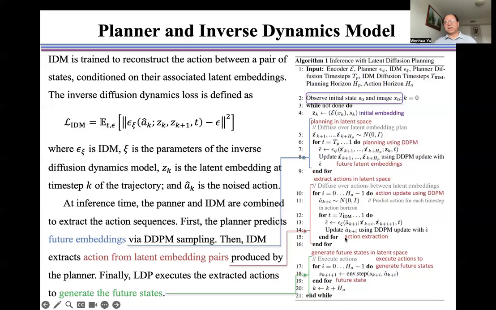This is the extracted actions. Finally, LDP executes the extracted actions to generate the future state, as shown here. This is the future state.